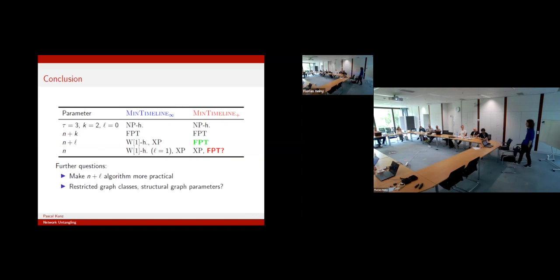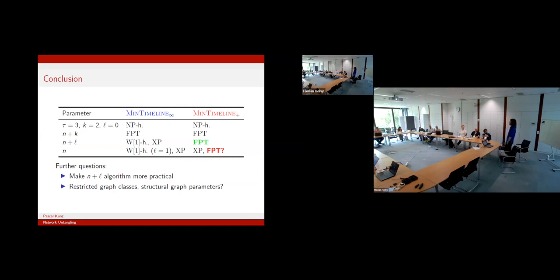One thing we're working on a little bit right now is what if we look at restricted graph classes? What if I restrict the underlying graph or each layer to be in some graph class? And related to this also, what if I look at structural graph parameters, some things like tree width of the underlying graph or something else? Do I get results for this? I think generally the promising cases are going to be some structural graph parameter plus something like K or L. Structural graph parameters are usually bounded by N, so a structural graph parameter by itself isn't going to help, but maybe some combinations with other parameters.